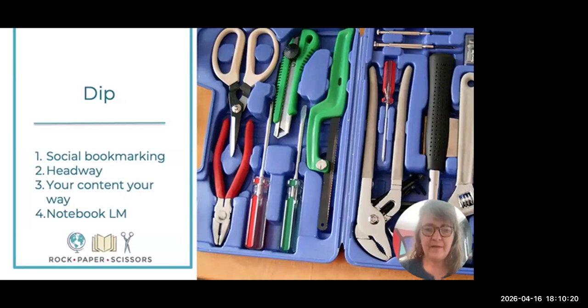So we've done four tools. We've done the social bookmarking, where you go into someone else's account and noodle around. Headway, that's the tool where you can read or listen to book summaries. Three, your content your way, using different tools to get that content delivered to you in a way that works for you. And then, ta-da, Notebook. Like, oh, it's so sweet. Notebook.